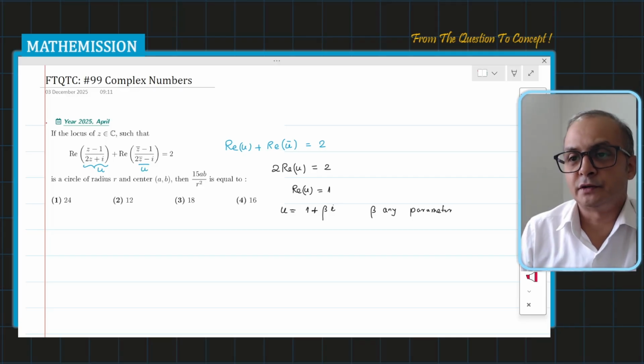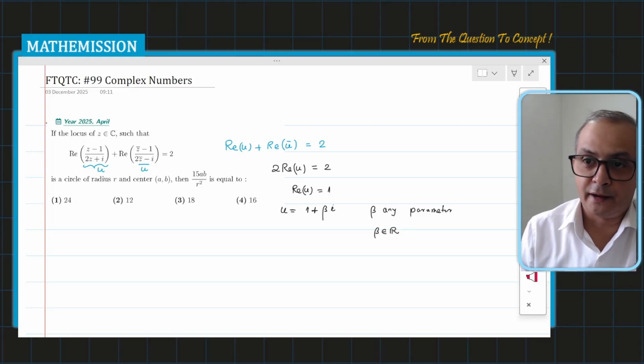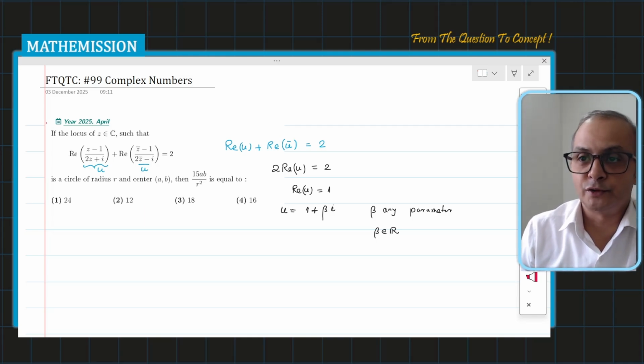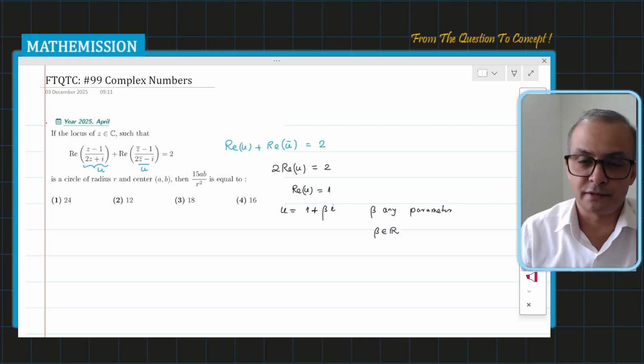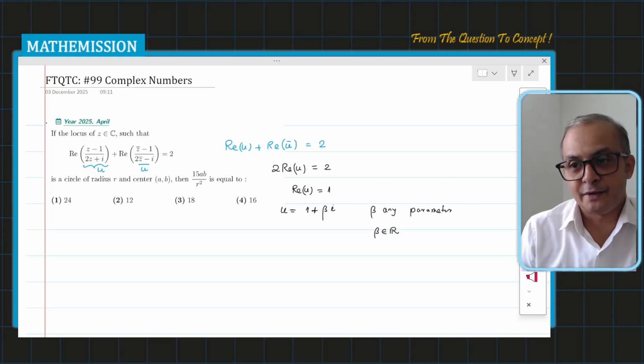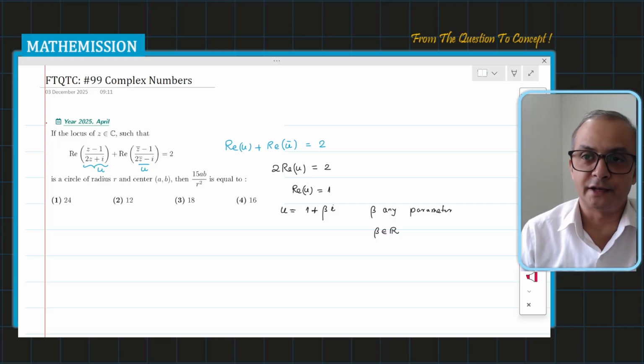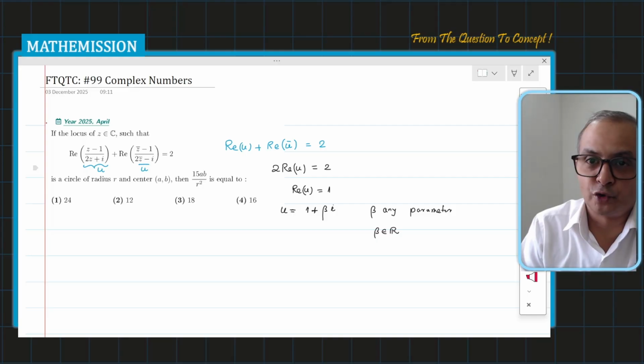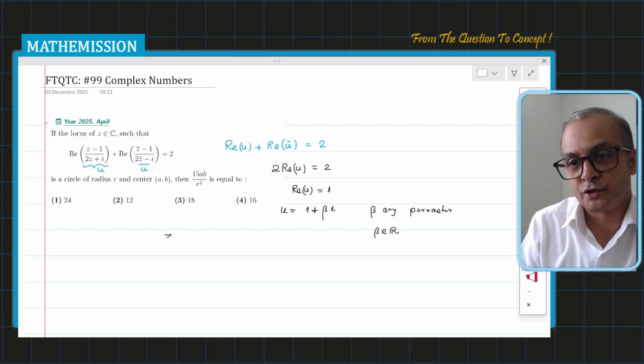Beta is any parameter, a constant, but you also notice that beta is a real number. The real number attached to iota gives the imaginary part of that complex number. So when you say the real part of u is 1, the imaginary part is not known, which means it is a parameter or arbitrary constant that will help us decide the locus of the complex number z. So now u is 1 plus beta i, and I have assumed this as u, so let's write it there.